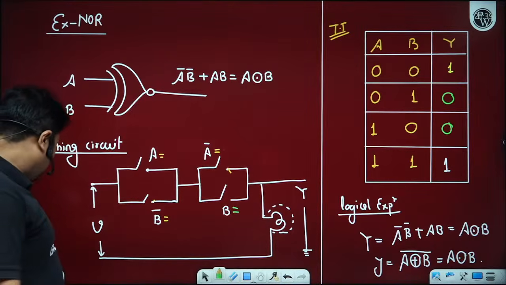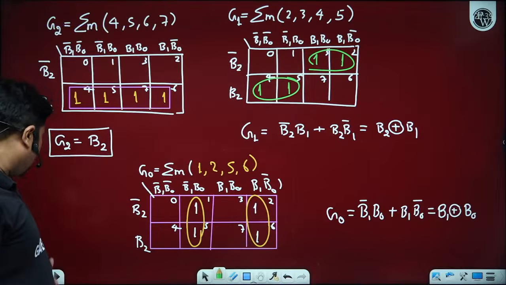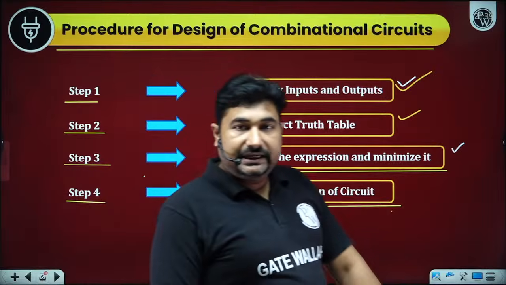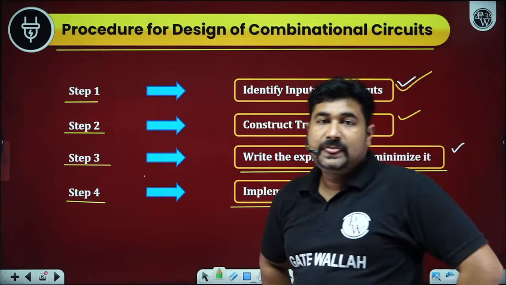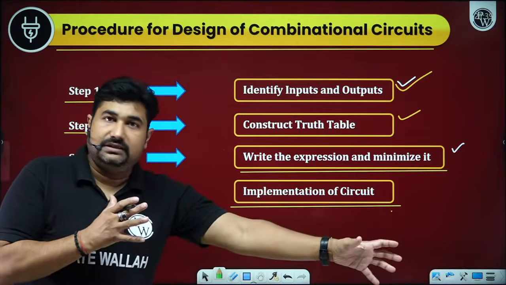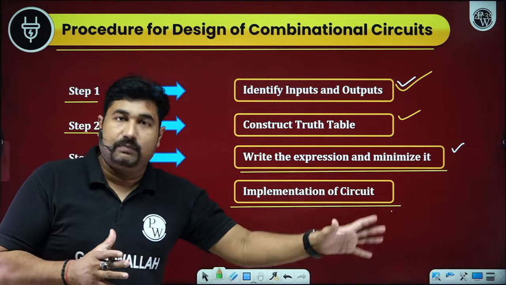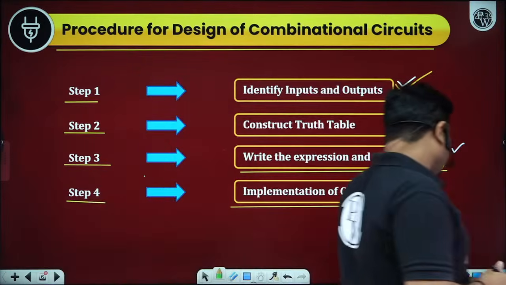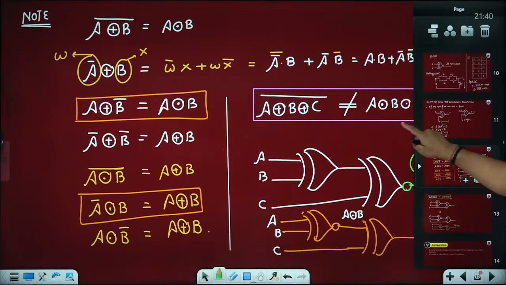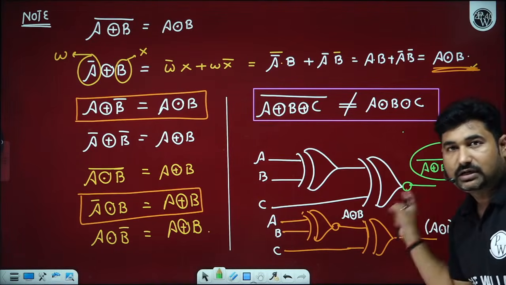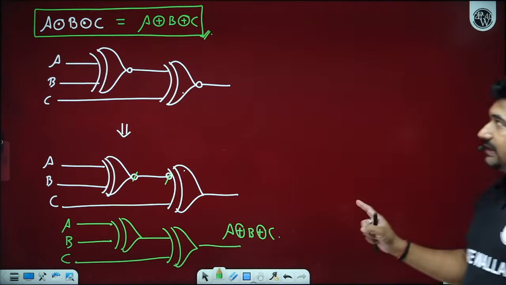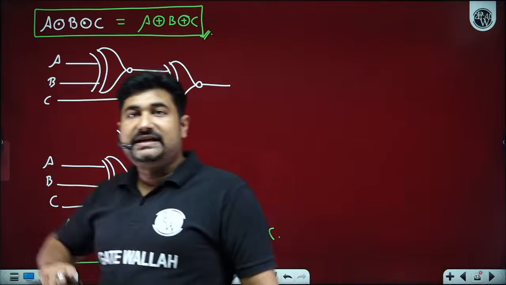Great. Come back to the combinational circuit once again. I need your responses. Whenever you see one XOR gate and one XNOR gate, that is A XOR B XOR C whole complement. Is it okay? Always remember, this is never equivalent to A XNOR B XNOR C. Always remember that A XNOR B XNOR C is the same as A XOR B XOR C.